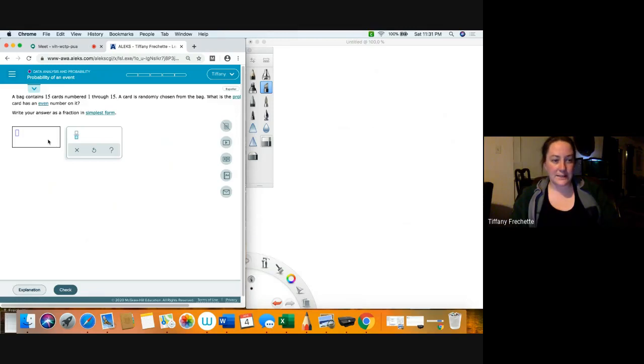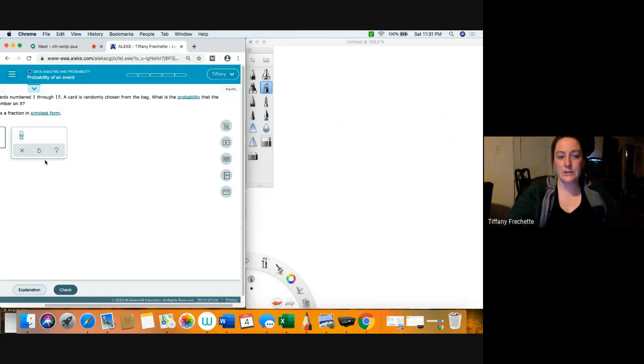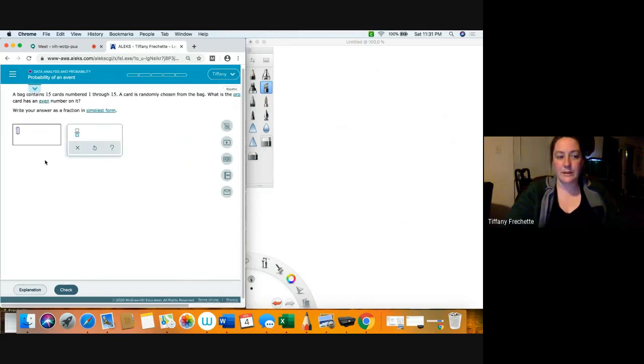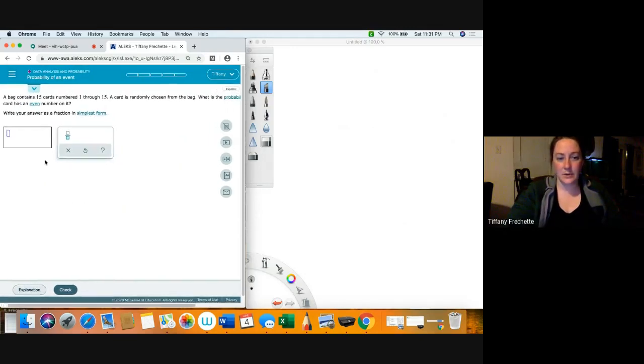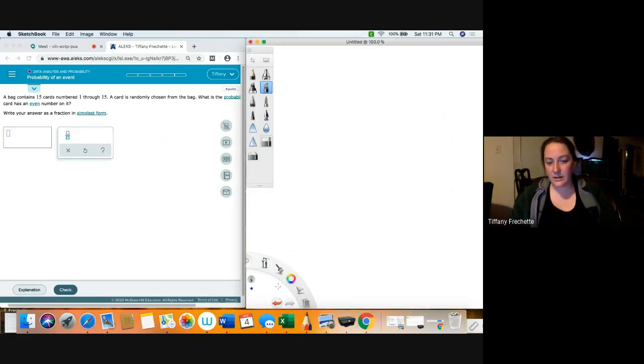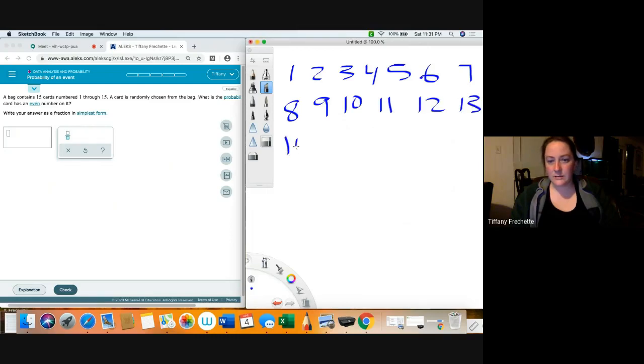So a bag contains 15 cards numbered 1 through 15. A card is randomly chosen from the bag. What is the probability that the card has an even number on it? All right, so I'm going to go to my handy colors here. I'll do blue again. So I have cards 1, 2, 3, 4, 5, 6, 7, 8, 9, 10, 11, 12, 13, 14, and 15. So here are my cards numbered 1 through 15.